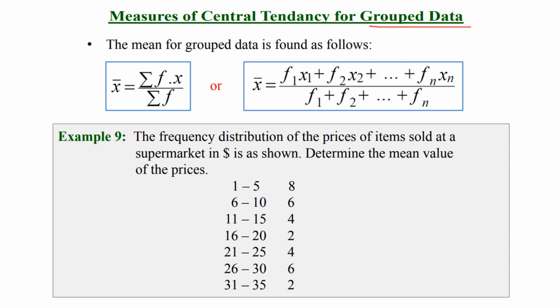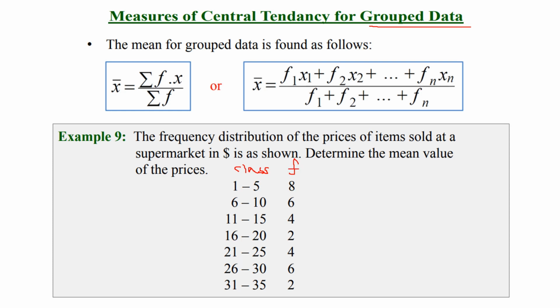So you need to find the class midpoint for the given table. The frequency distribution of the prices of items sold at a supermarket in dollars is as shown. Determine the mean value of the prices. We have classes and frequency. How many classes do we have? 1, 2, 3, 4, 5, 6, 7 classes, and the frequency f is also given.